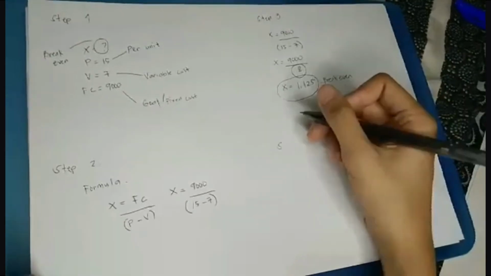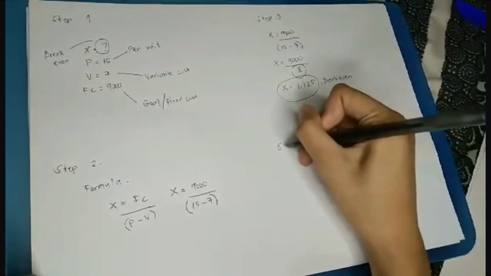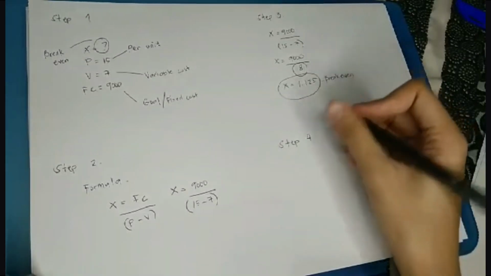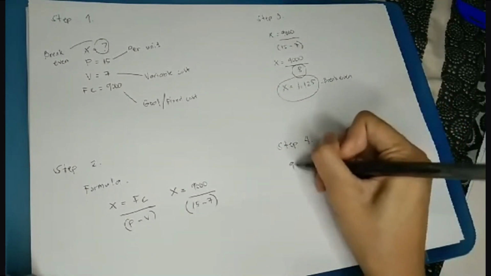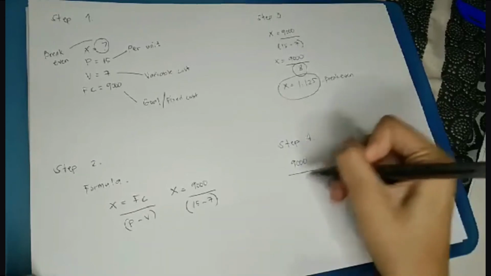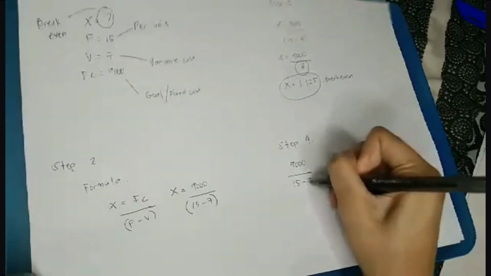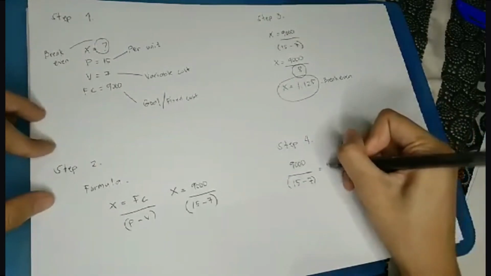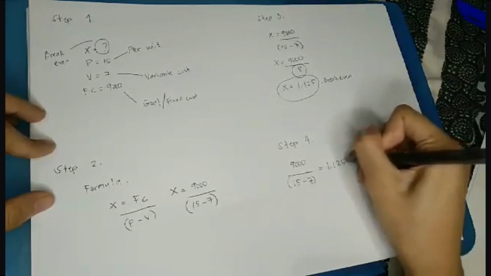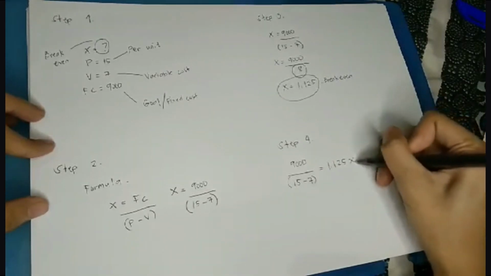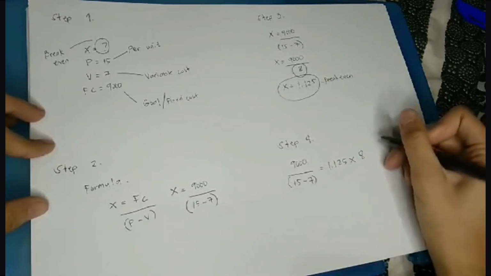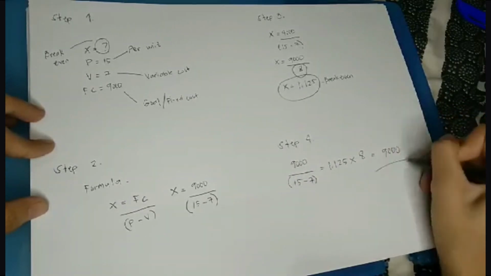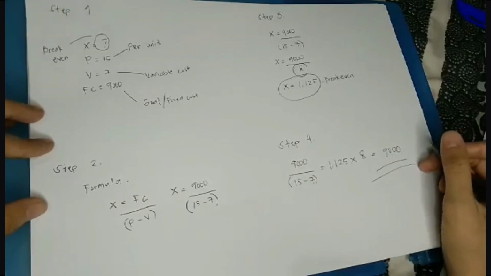Let's move on to our last step, which is time for checking. Sa pag-check, kailangan pa din natin yung formula na ginamit kanina, which is X is equal to FC over P minus V. So, X is equal to 9,000 over 15 minus 7 is equal to 1,125. Then, multiply sa tubo na meron tayo per unit. Yun yung $8 na nakuha natin kanina. Ang kakalabasan neto is 9,000, which is yung target natin from the start.